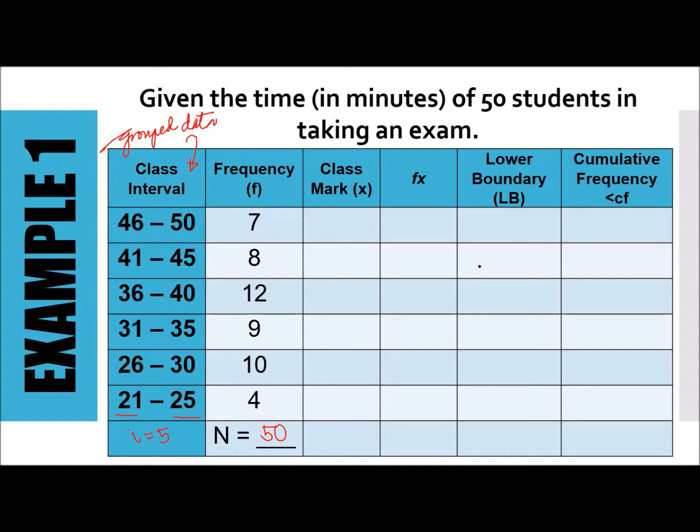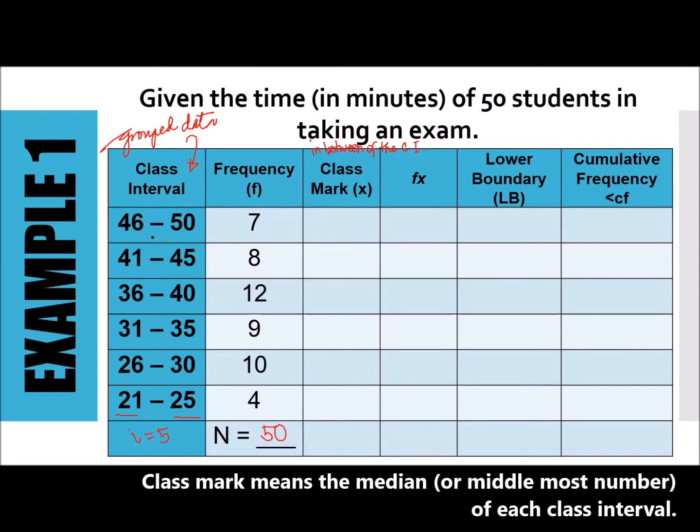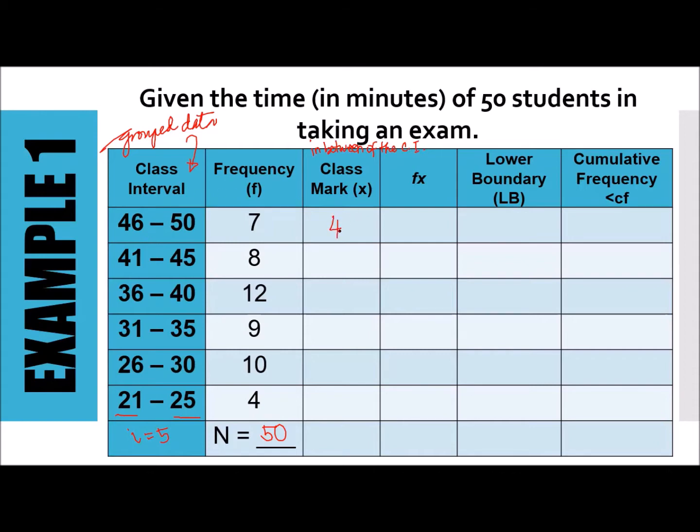Okay? Now, the next column pertains to the class mark. Pag sinabi natin class mark, in between of the class interval. Sino yung nasa gitna ng bawat class interval? So, 46, 47, 48, 49, 50. Sino yung nasa gitna niya? So, we will have 48. Okay? So, kung sobrang laki na nito, ang gagawin niyo lang, kunin niyo lang yung average. So, magiging 46 plus 50 divided by 2, we will still have 48.